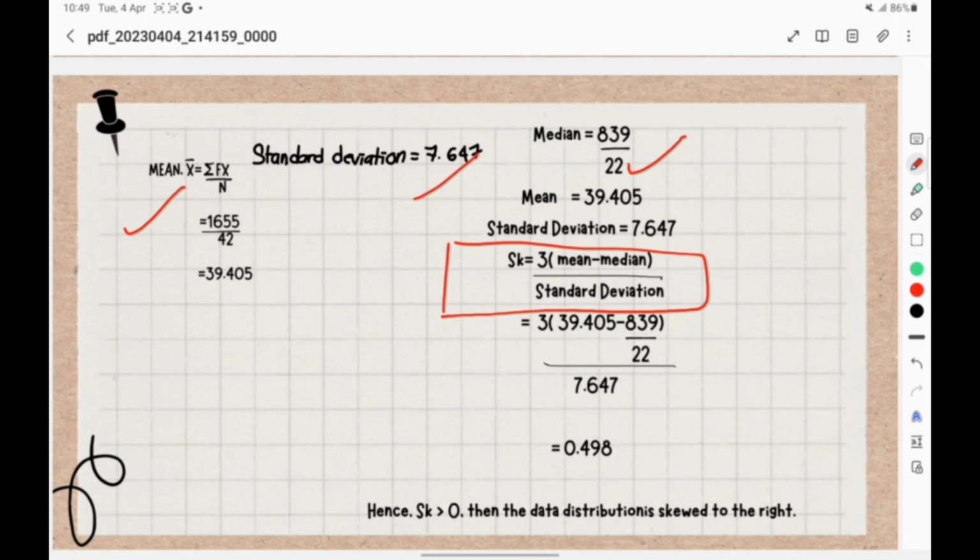So how do we know whether the data distribution skews to the left or the right? If SK is less than 0, the distribution will skew to the left, and if SK is more than 0, the data distribution will skew to the right. In our question, we got SK 0.498, which is more than 0, so the data distribution is skewed to the right. That's all from me.